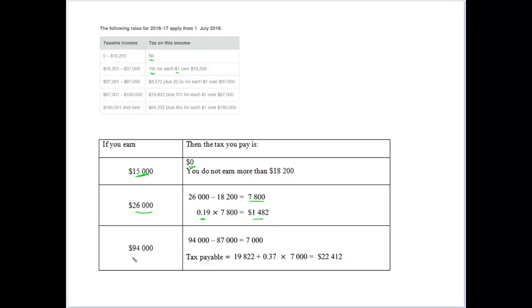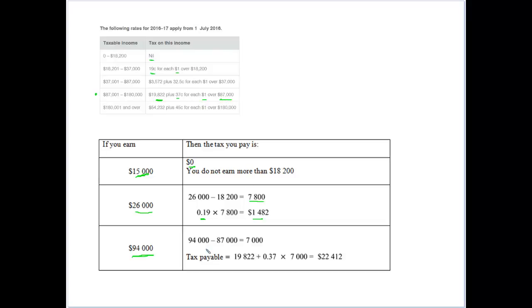So what about if you earned more? Okay, $94,000. That's a bit more money to earn. What bracket are we in? Well, we're looking at this bracket here. And this bracket tells us that if you earn somewhere over 87,001, you take the set 19,822. You're going to pay that automatically in tax because that's what you pay from the other brackets. And then you're going to pay 37 cents in each dollar, but only for every dollar after 87,000.